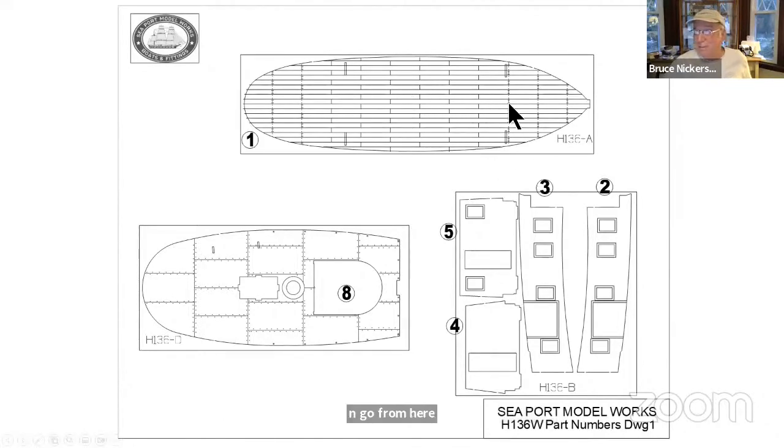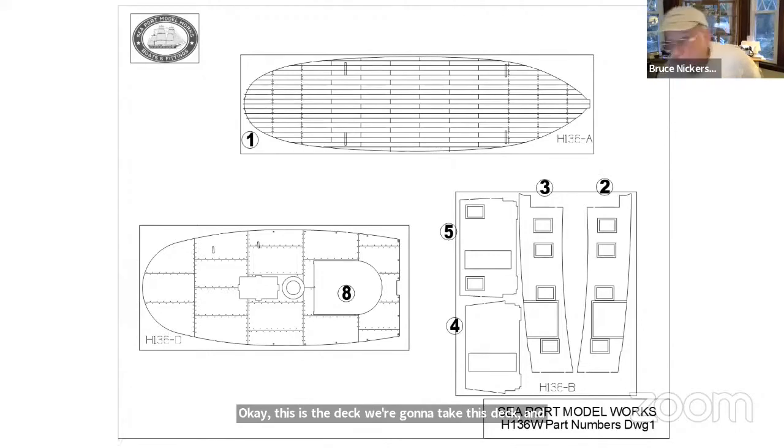This is the deck. We're going to take this deck and place it on the top of the resin hull. And we talked about a bulwark earlier. Bulwark was the rail. At the bottom of the bulwark, there's a little bead that goes all the way around the hull.